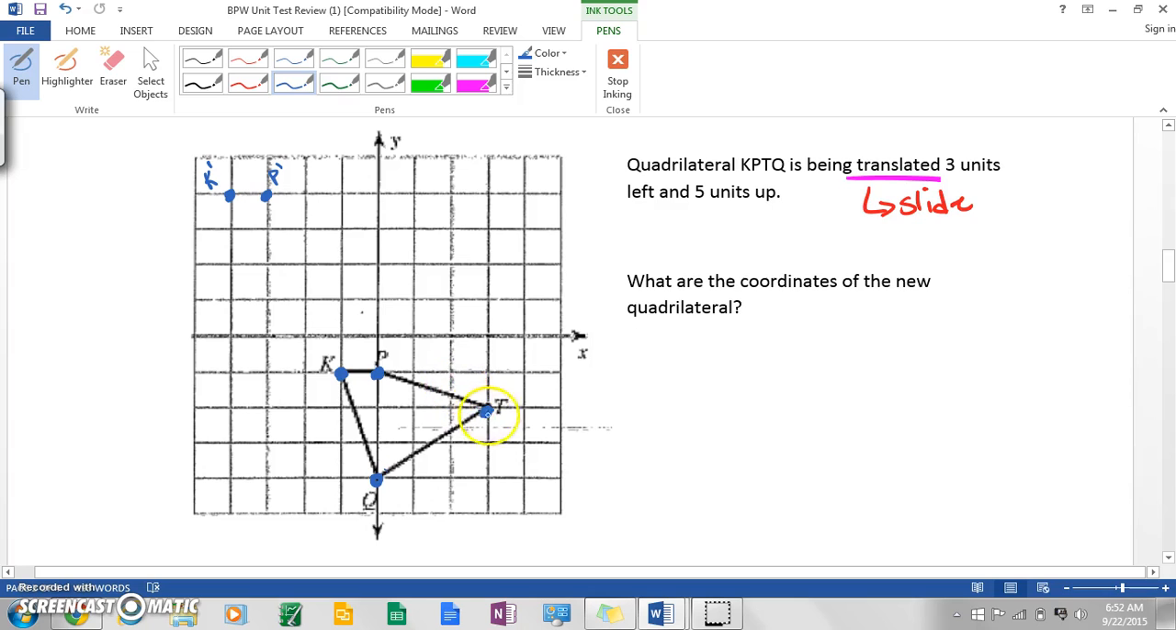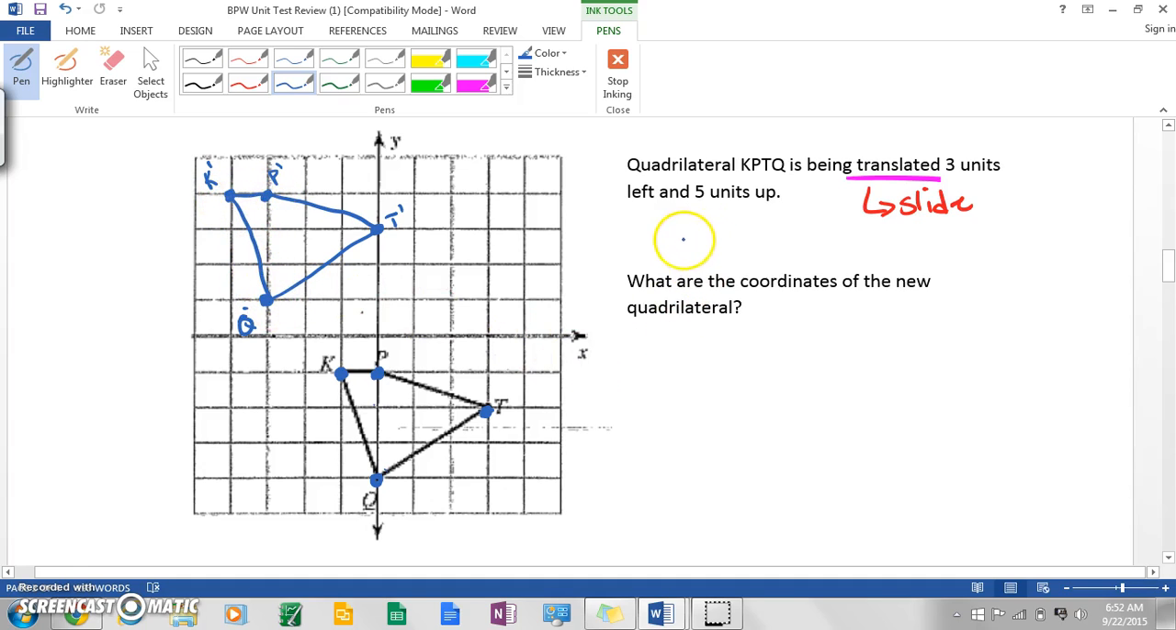P prime. T, 3 units left. 1, 2, 3, 5 units up. 1, 2, 3, 4, 5. T prime. And then Q, 1, 2, 3 units left. 1, 2, 3, 4, 5 units up. Q prime. So we have our new image.